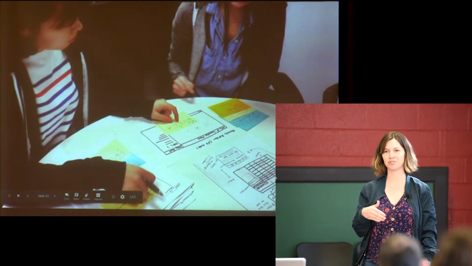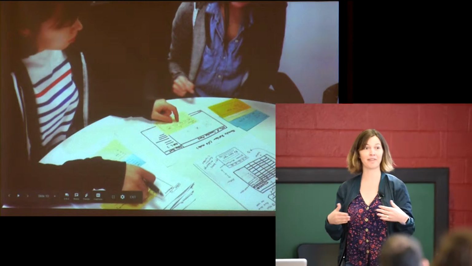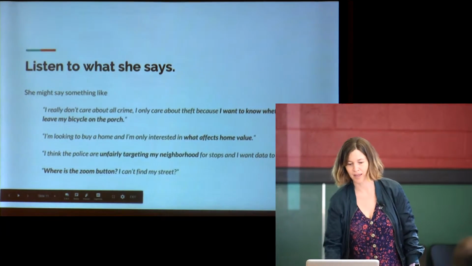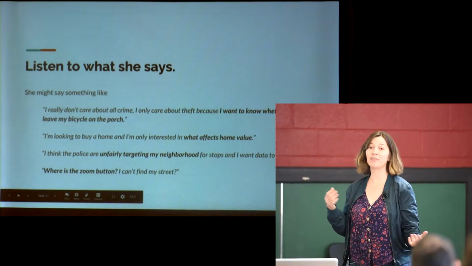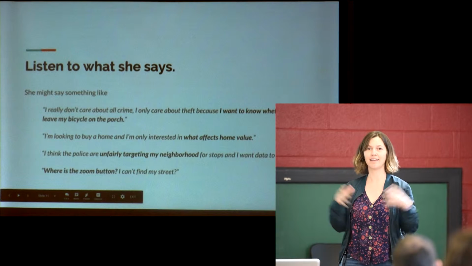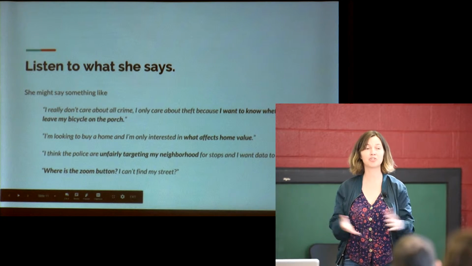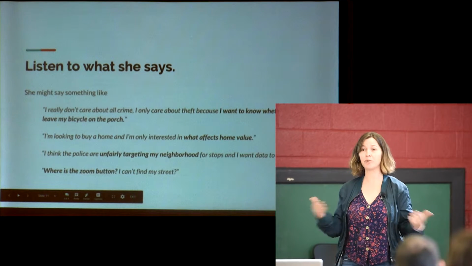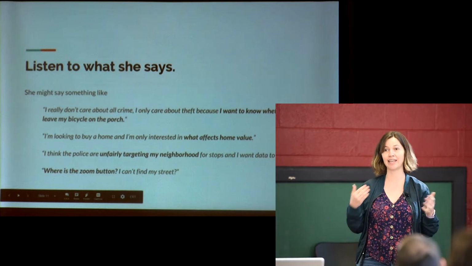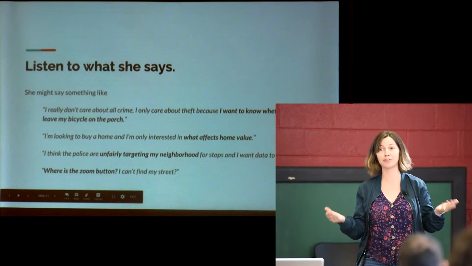A lot of times it's easy for someone to tell you what they want to find out and why, so you're really just there to listen. And she might say really interesting things that you had never expected. You just thought she wanted all the data from the last 10 years, but she might say, where's the zoom button? I can't find my street. And then you're like, oh, well, she's never going to find the data if she can't zoom into the map, right? I need to make a bigger zoom button.